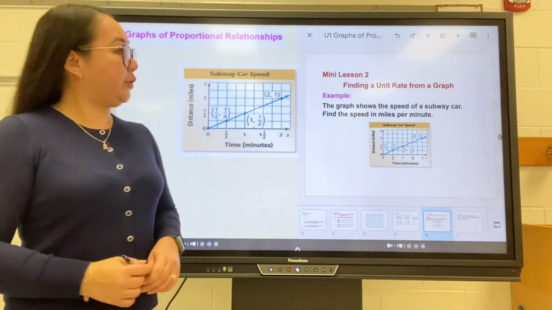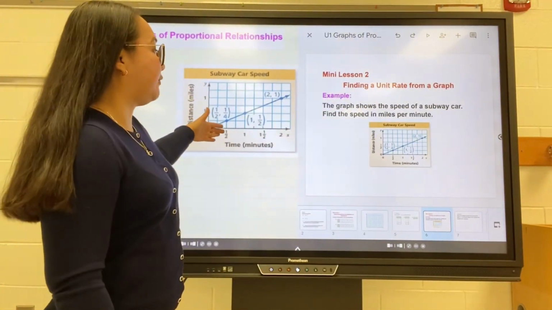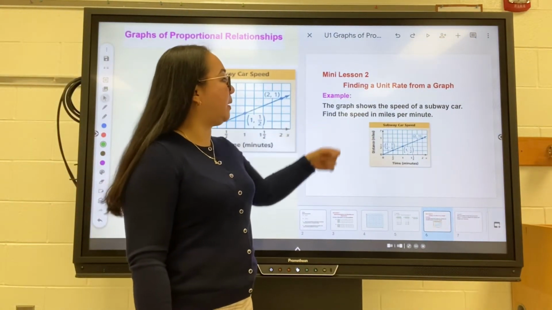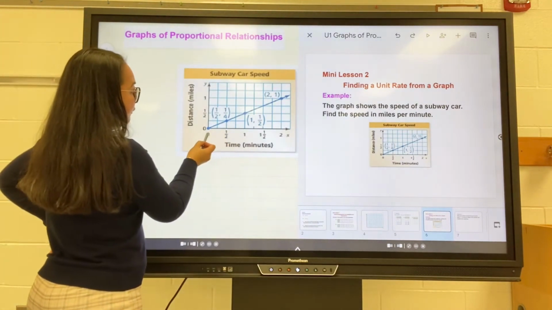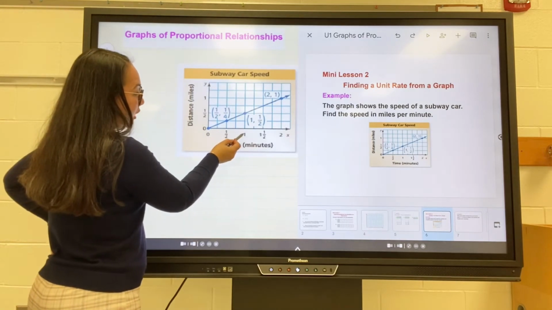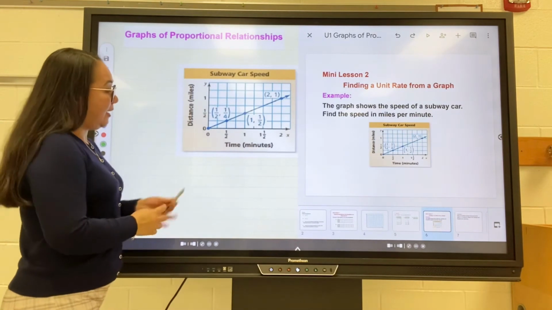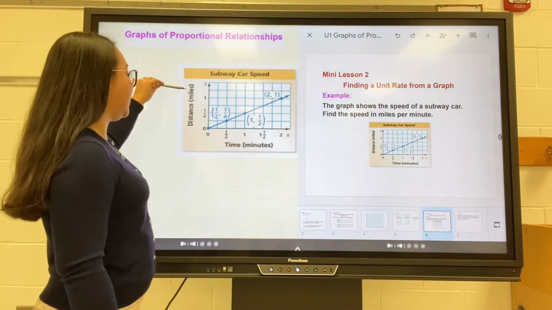For mini lesson 2, finding a unit rate from a graph. I want you to look at this graph. The graph shows the speed of a subway car. Find the speed in miles per minute. So if you notice, we have here 1/2 from the origin, which is 0. We have 1/2, 1, 1 and 1/2, 2 for the x-axis. And that is time in minutes. For the y-axis, we have the distance in miles.